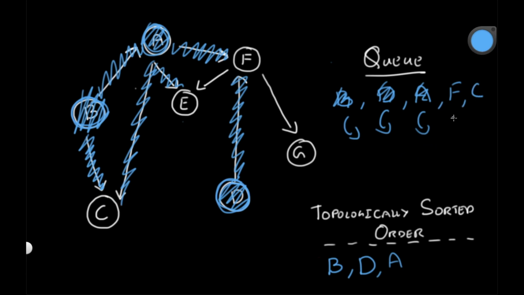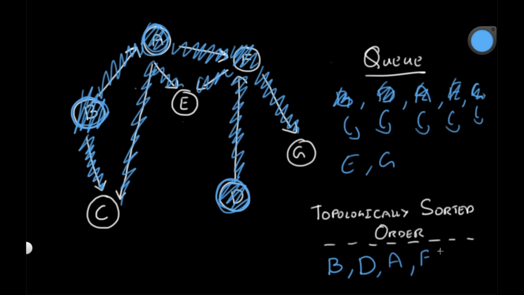So now we're going to pop out this element. We're going to pop out F, add that to our topologically sorted order, and repeat the same steps. So we cross out F, and we cross out the arrows from it. And so now we have E and we have G freed up. So I'm going to add that to our queue as well. So we're going to add E and we're also going to add G. Now again, pop out C over here, add that to our answer. So we have C, cross it out. There's no arrows coming out from that, so we're fine.